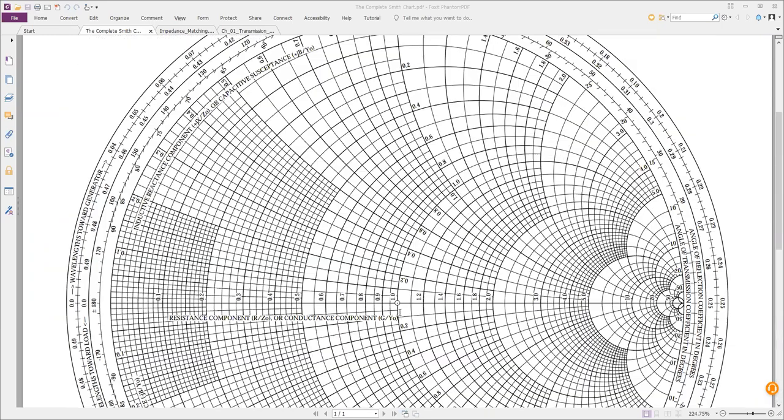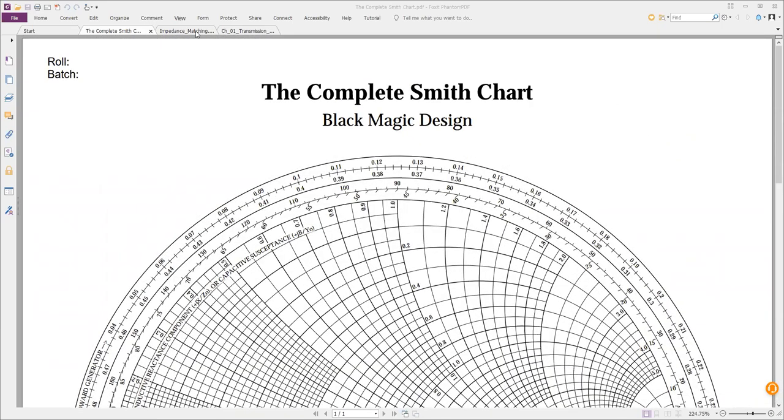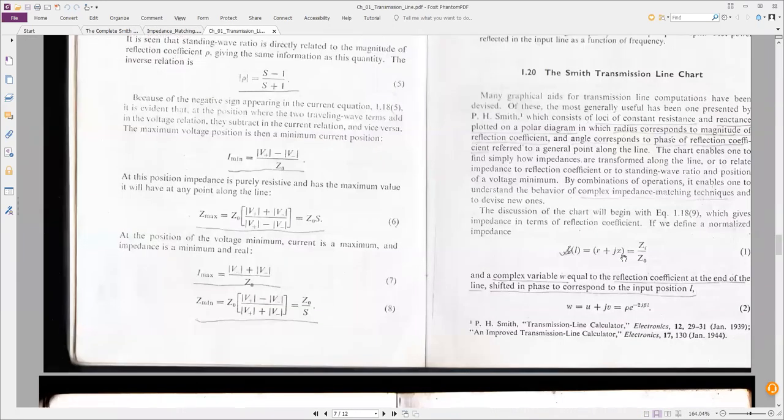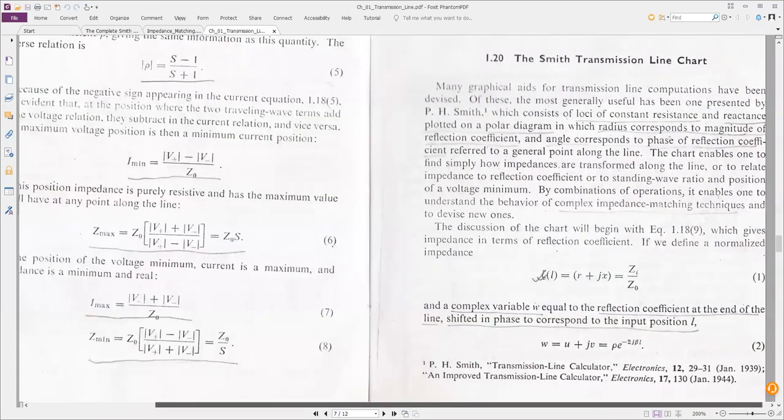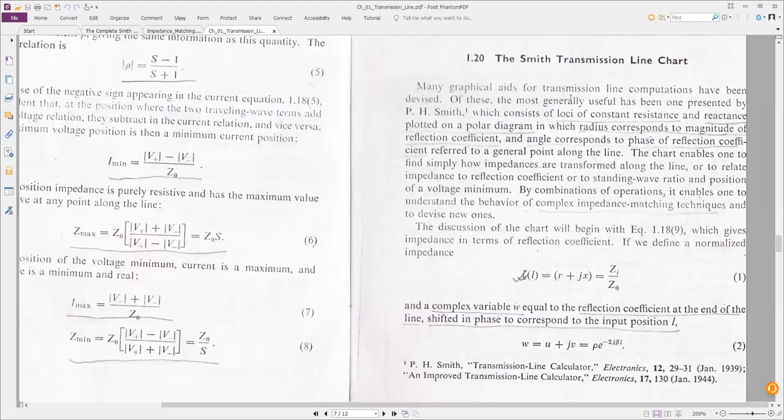Now let me show you another. So now see the Smith transmission line chart. Many graphical aids for transmission line computations have been devised. Of these, the most generally useful has been one presented by P. H. Smith, which consists of the loci of constant resistance and reactance plotted on the polar diagram. Unit radius corresponds to magnitude of reflection coefficient, and angle corresponds to phase of reflection coefficient. Refer to the general point along the line.